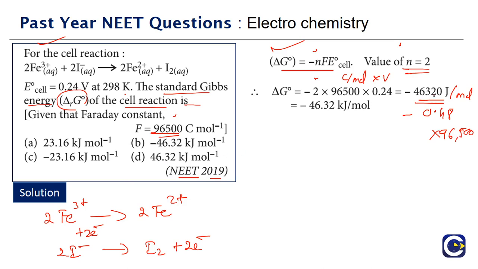To convert joule into kilojoule, we have to divide by 1000. So it will become minus 46.32 kilojoule per mole. It's a straight formula question. So the correct answer for this is option B.